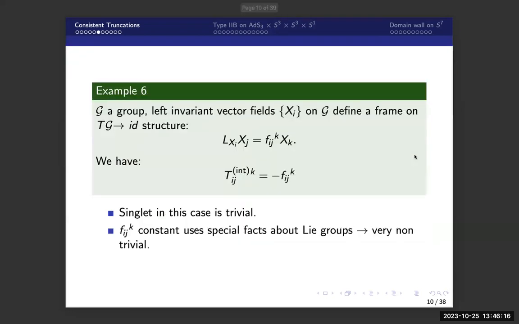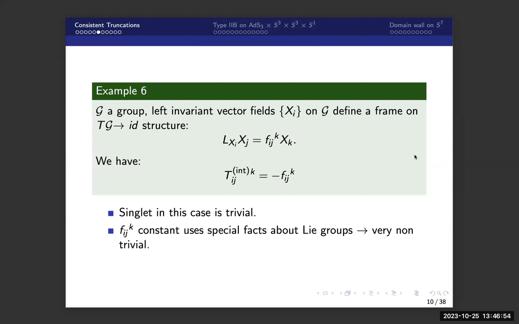So now I'll discuss the only useful example for the scope of the presentation. So if there's one that you keep in mind, you should try to keep this one in mind. So suppose you have a Lie group G, you know that you can construct left invariant vector fields on the group, and that these left invariant vector fields define a global frame for the tangent bundle of G. And so then automatically they define an identity structure on the Lie group.